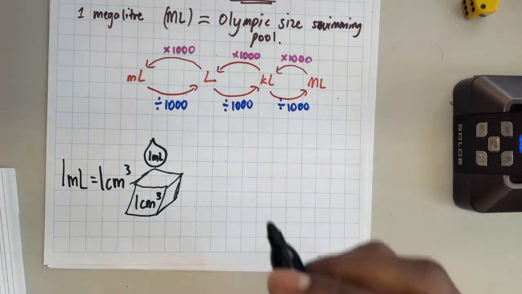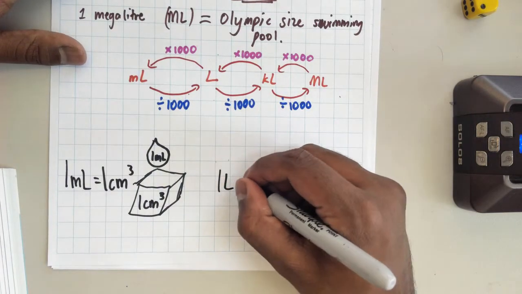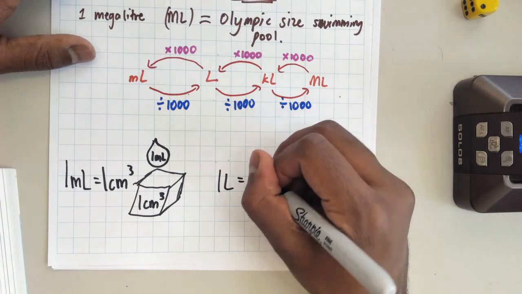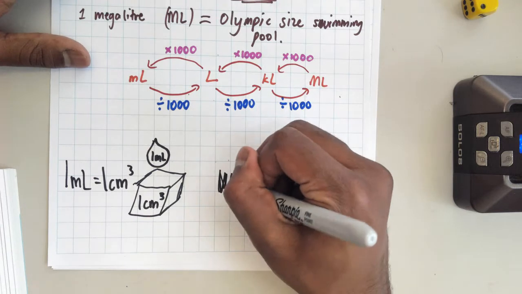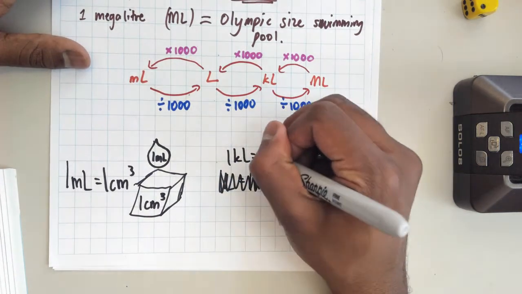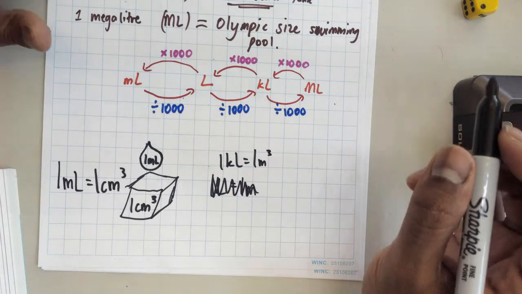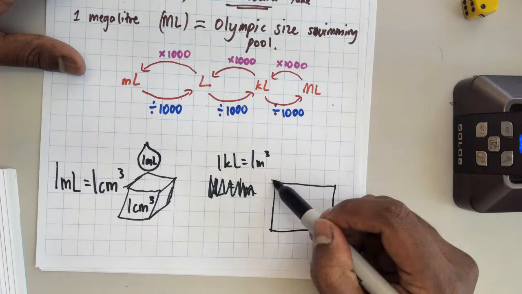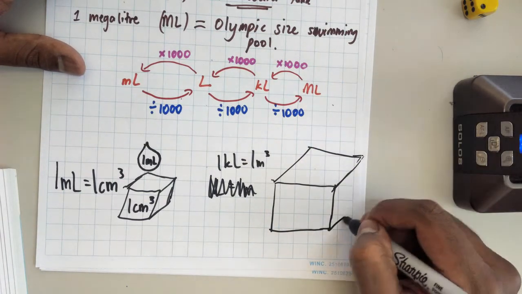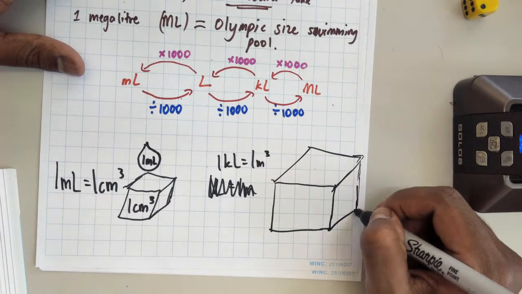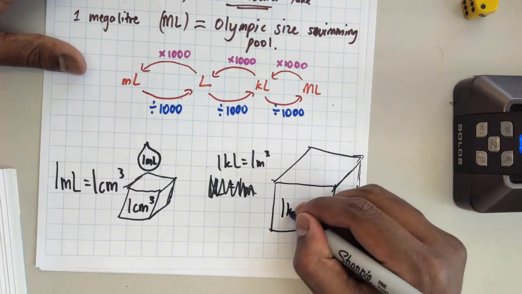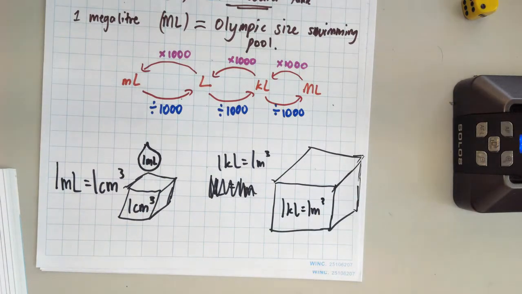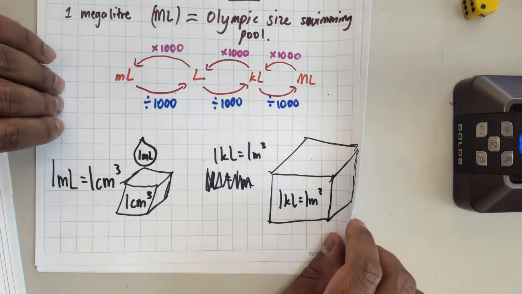And also, we have 1 kiloliter is going to equal 1 cubic meter. Let's draw a huge box there. Right, that's your 1 cubic meter. 1 kL equals 1 cubic meter. Alright, let's do some examples before we go.